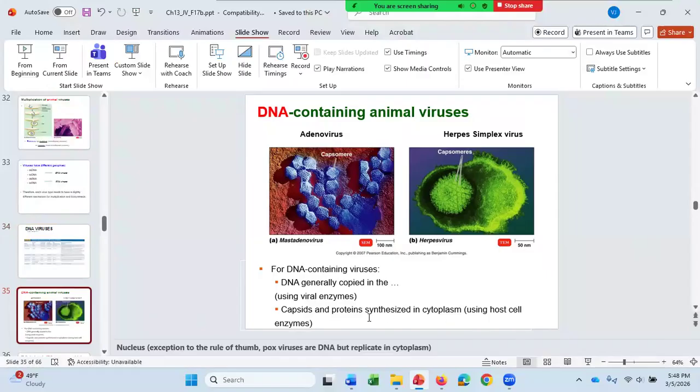There is one exception to the DNA viruses, and that is the pox viruses. They are DNA viruses, but they replicate in the cytoplasm. That's the only exception I know about for a DNA virus. All other DNA animal cell viruses replicate in the nucleus. Why? Because the nucleus has all of the enzymes and all of the cell parts needed for DNA replication.